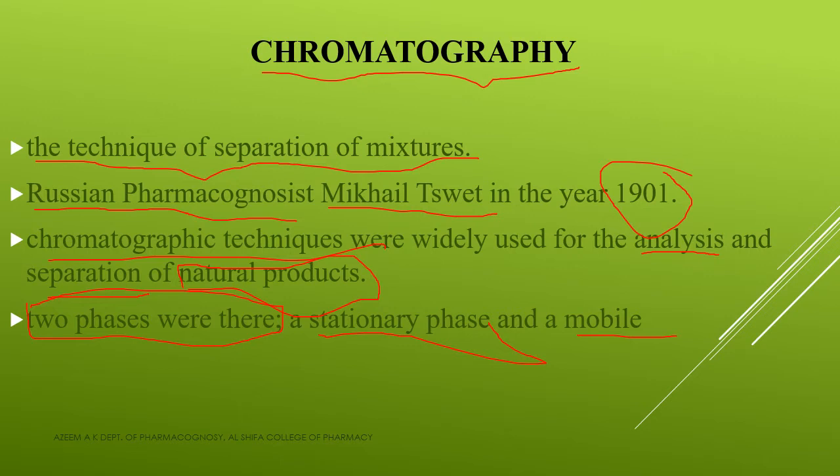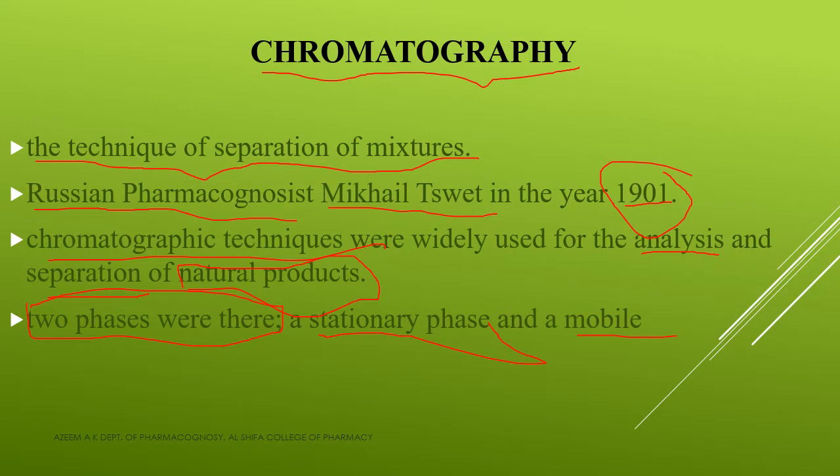Clear? And this technique was first introduced by the Russian pharmacognosist Mikhail Svet in the year 1901. Then chromatographic techniques were generally employed in the analysis as well as in the separation of natural products. Okay, and two phases were there in a chromatography. So first one is the stationary phase and second one is a mobile phase.